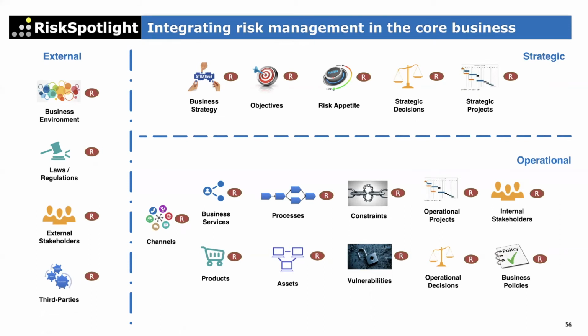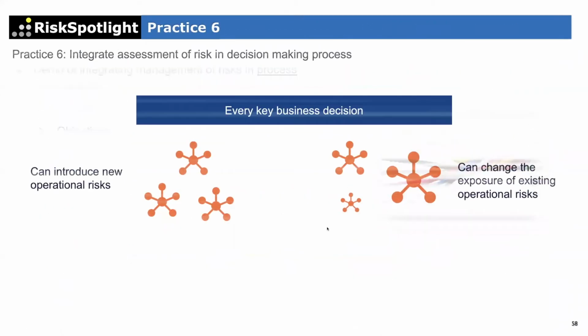So you don't have this separation where I go into one system to manage my process and another system to manage the risks. They need to be together, because if they're not together, then I will always focus on my process first and my risk second. So that was our first practice.